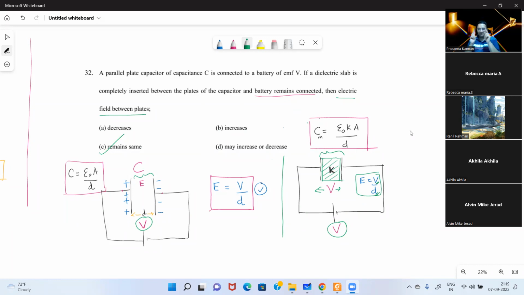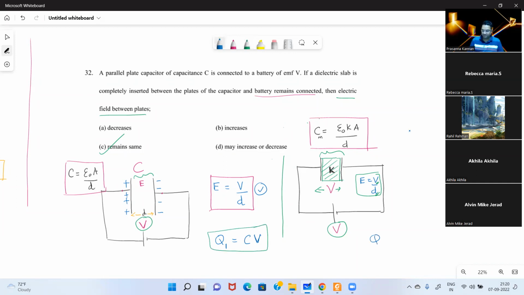So we have a parallel plate capacitor. We have connected it to a battery. So the battery's work is to maintain the potential difference constant. Correct. So now in this case, can you tell me what is happening to the charge? Charge in the first case, let us say it is Q1. What is Q1 equal to? CV. Am I right?